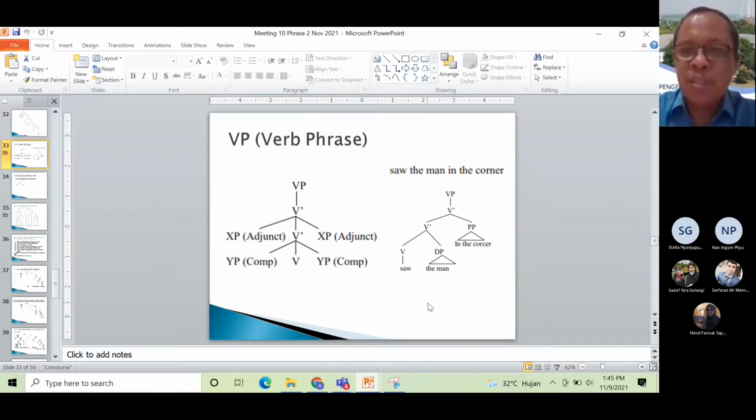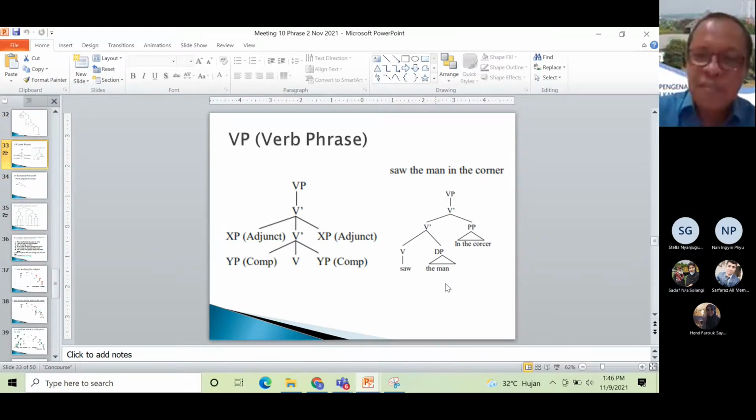So the adjunct should be given first, taken out first, because it is the first part, and after that you go to the complement. Instead of having "the man" first and then "in the corner," it should be taken out first because this is the adjunct of the VP. Right, sir, now I got it. This is the example of the position of adjunct and complement.